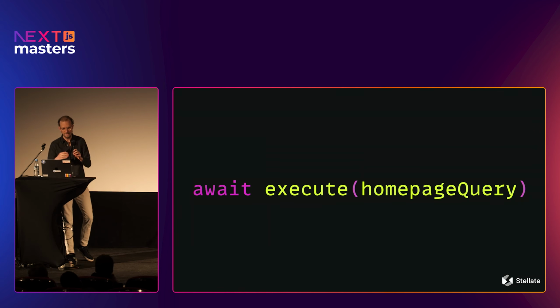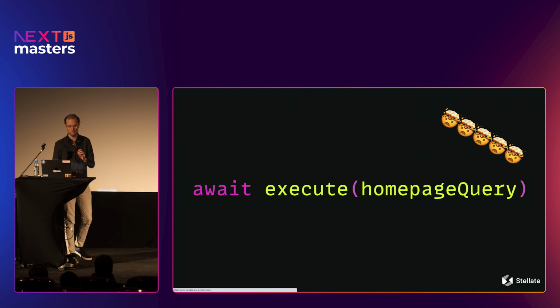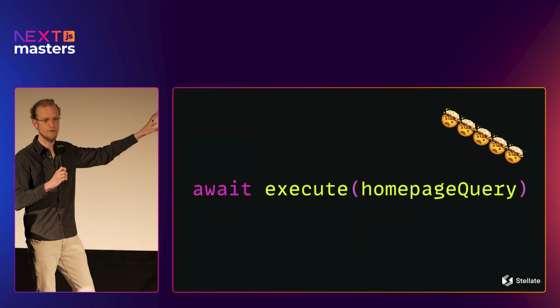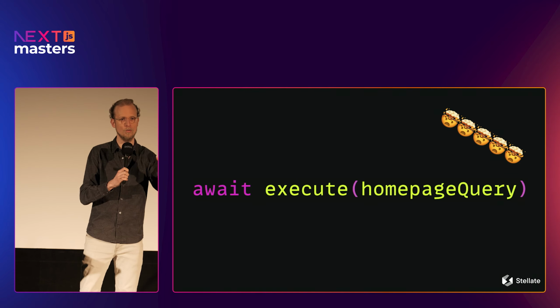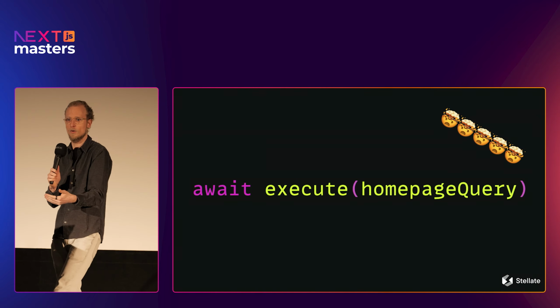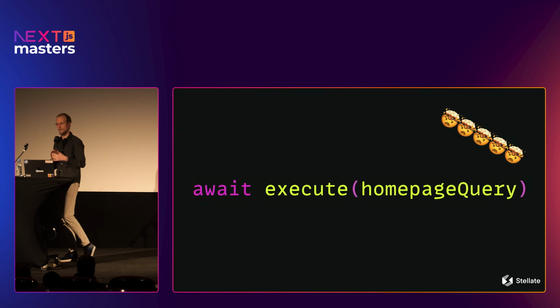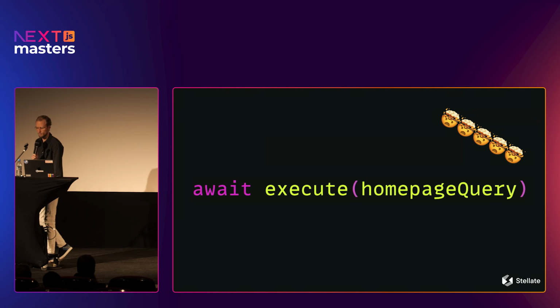Now, this await execute homepage query blows my mind because nothing changes about the way that I create or query my GraphQL API. It's the same code that I'm already used to. The only difference is in a server component, I just don't hit the network. If I want to use it from the client, I can hit the network via an API route.